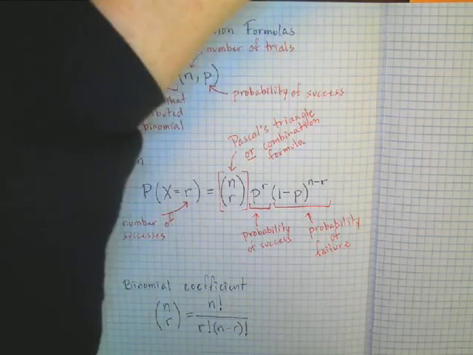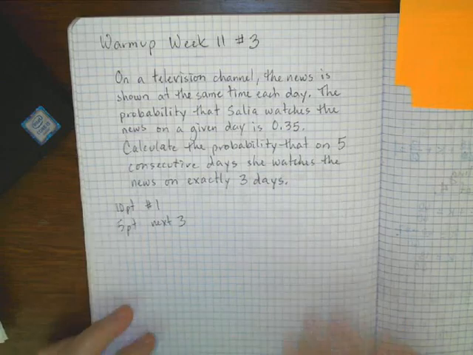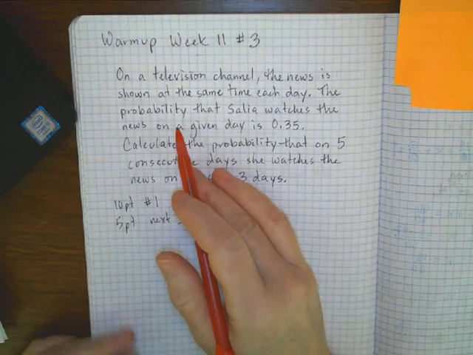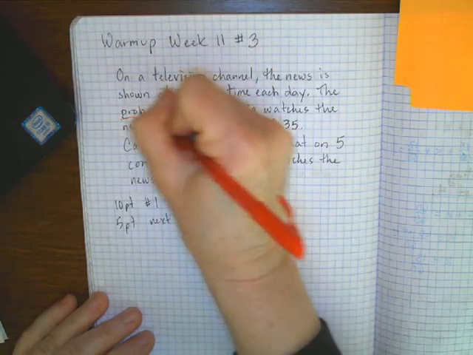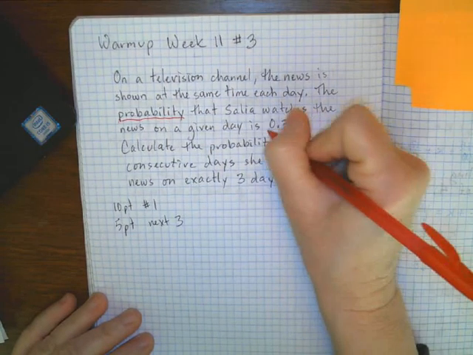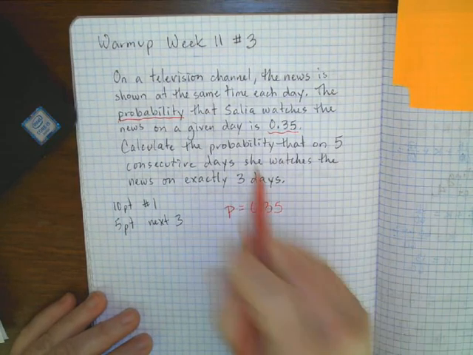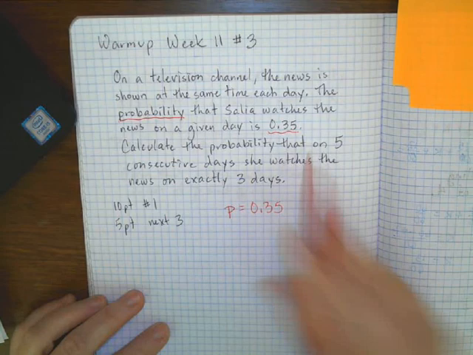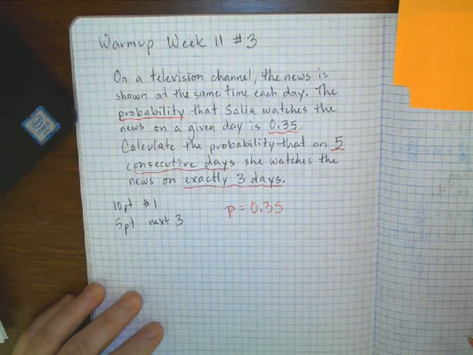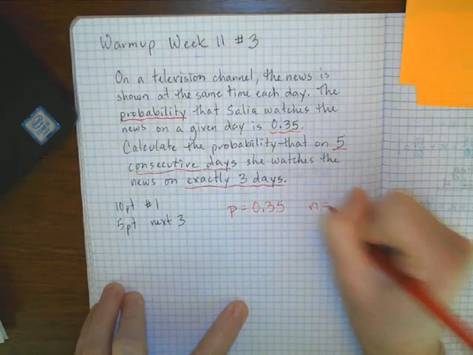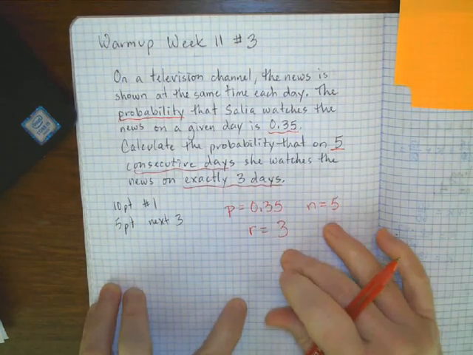So let's look at our warm-up from yesterday. We are going to have a look at that, and then we're going to do it using our formula. On a television channel, the news is shown at the same time each day. The probability that Salia watches the news on a given day is 0.35. So my P is equal to 0.35. We're going to calculate the probability that on 5 consecutive days, she watches exactly 3 days. So our N, our number of trials, is 5, and our R, the number of successes, is 3.